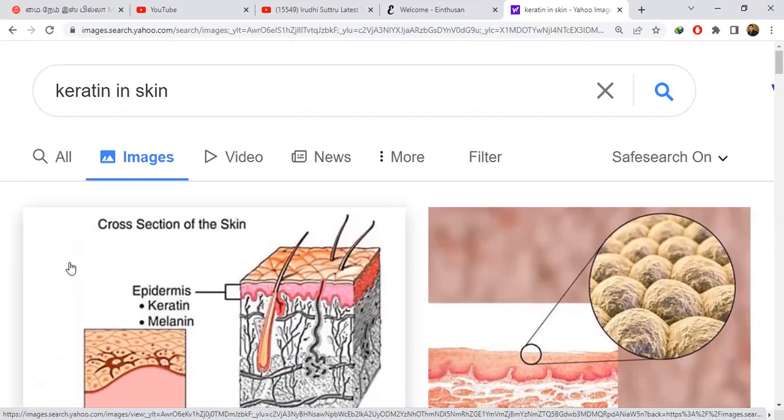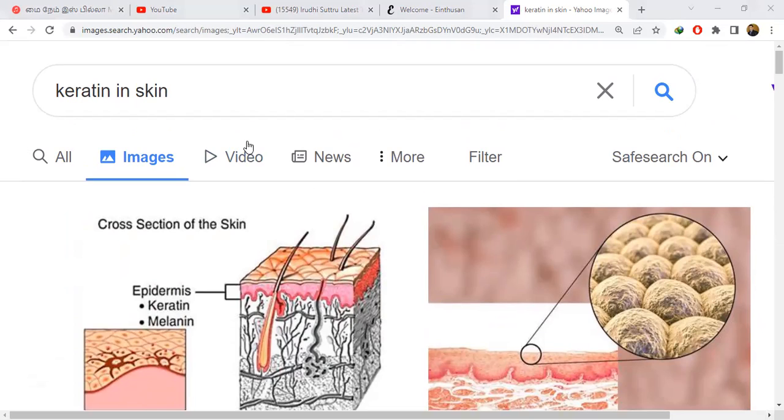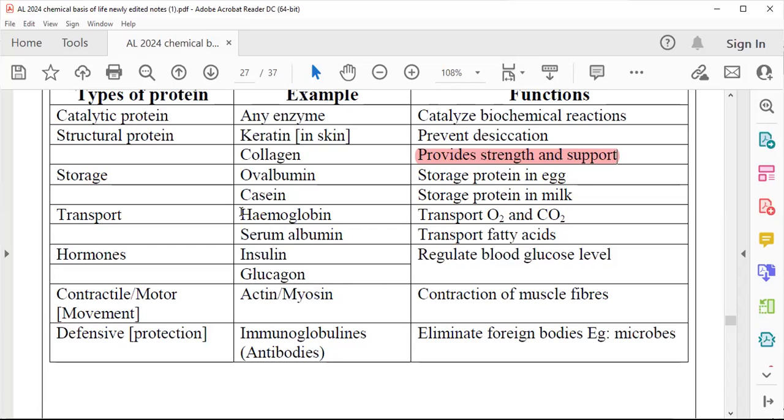Second one, preventing the entry of microorganisms. It is giving you protection. Third one, storage. What are the two example proteins for storage?